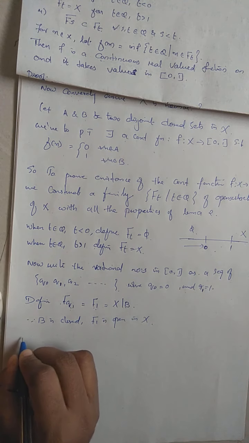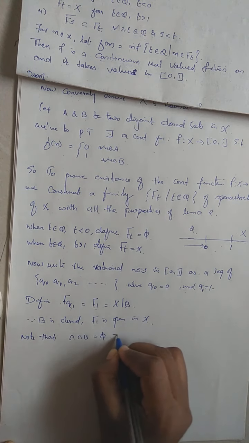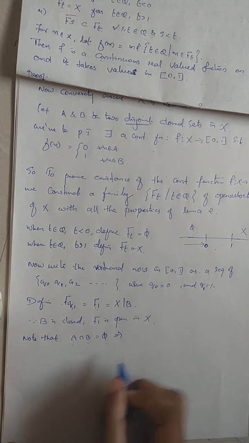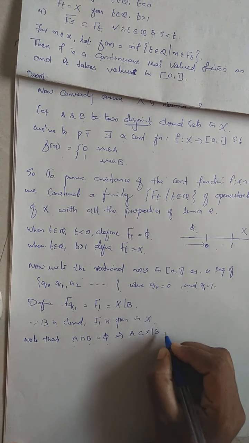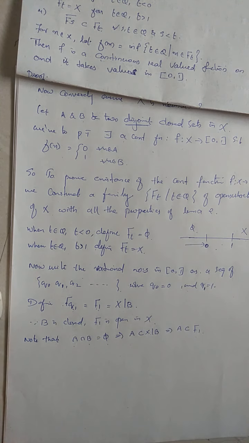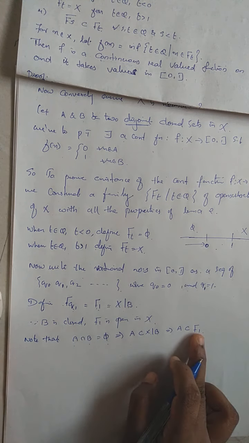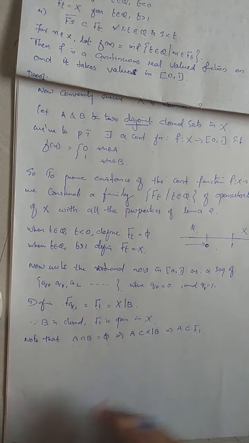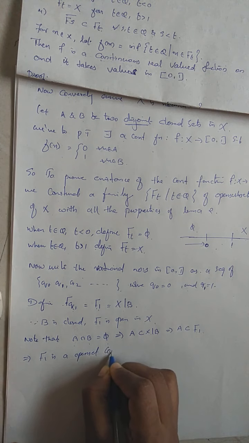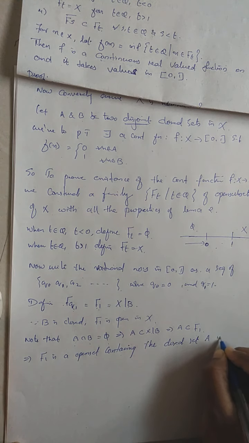Note that A intersection B equals empty, because A and B are disjoint. So when A intersection B is empty, A is contained in X minus B, and X minus B is chosen as F_1, which implies A is contained in F_1. F_1 is an open subset and A is a closed subset, which implies F_1 is an open set containing the closed set A in a normal space.